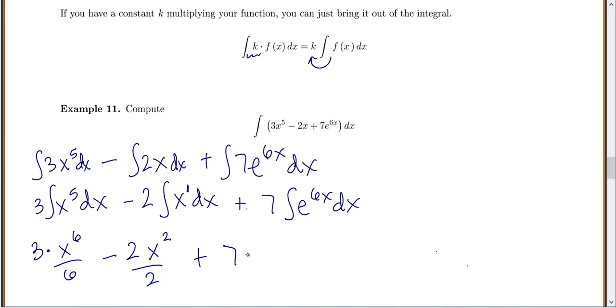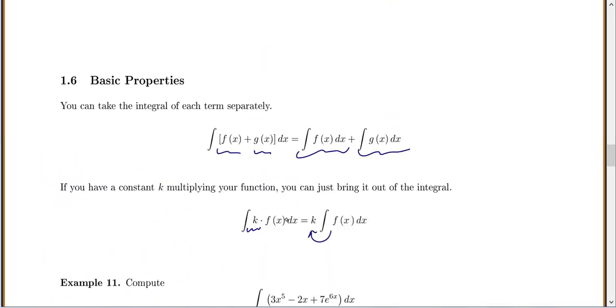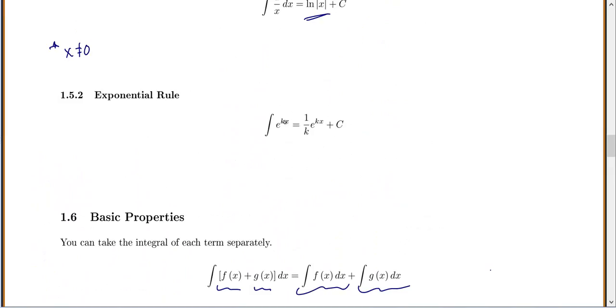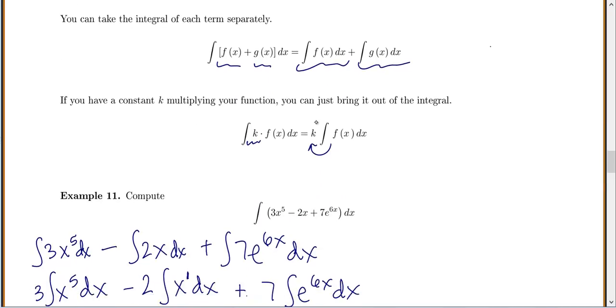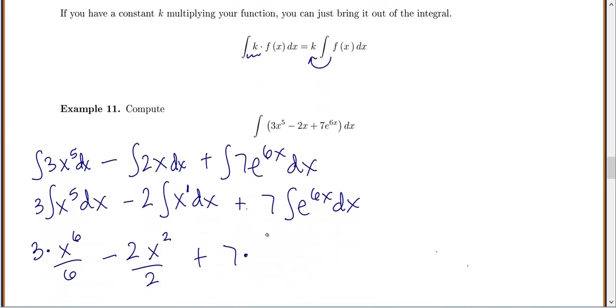Plus the 7. Now e to the 6x. Go back up above and look at your formula that we haven't actually tried yet. If you have a number there, that k, you bring it out, so it's going to be 1 over k e to the kx. So the integral of e to the kx equals 1 over k e to the kx. So in this case, k is 6, so 1 over 6 e to the 6x.